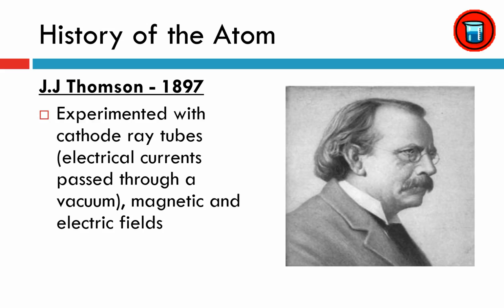All a cathode ray tube is, is an electrical current that is passed through a vacuum. There's actually a picture of it on page 14. We'll talk about it in a little bit more detail on the next slide. In addition to working with cathode ray tubes, he was putting magnetic and electric fields near them and seeing how the ray inside the tube responded. And through his experimentation, J.J. Thomson discovered what we now know as electrons, the negatively charged part of the atom.